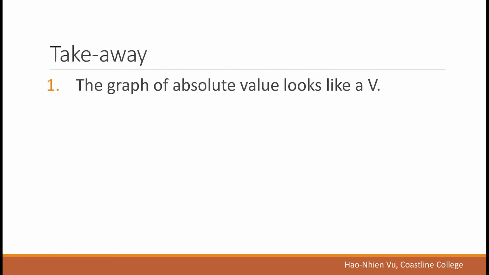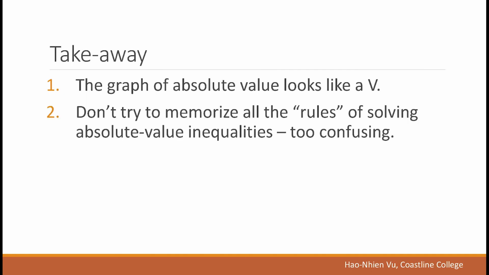All right, so in summary, number 1, the graph of absolute value looks like a V. And number 2, don't try to memorize all the rules of solving absolute value inequalities. Things like, if it's greater than, then there are 2 branches, and if it's less than, then something else. You can make a list of all the different possibilities, but it's too confusing, extremely hard to memorize, and even if you have your notes for an open note exam, it's confusing, and you run the risk of reading the wrong rule and applying the rule incorrectly.